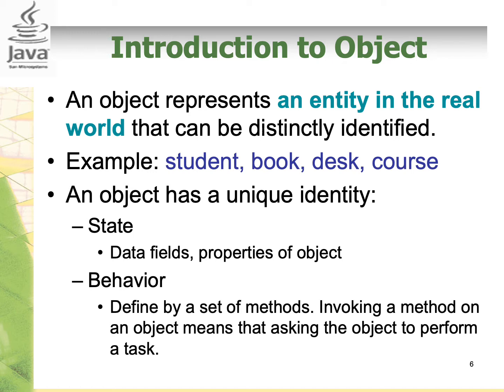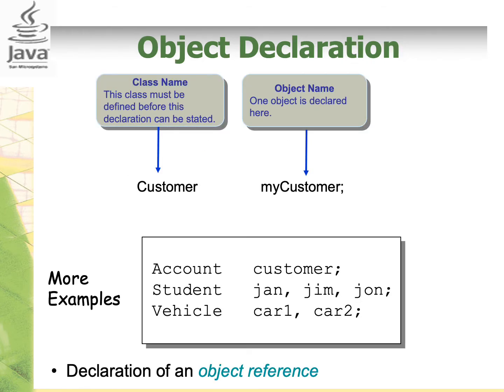Based on this explanation, what is the difference between an object and a class? A class is a template or blueprint from which objects are created. An object is an instance of a class. To use an object in a program, we need to first declare and create an object.